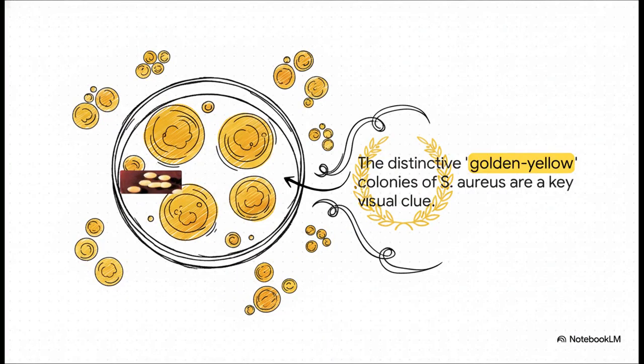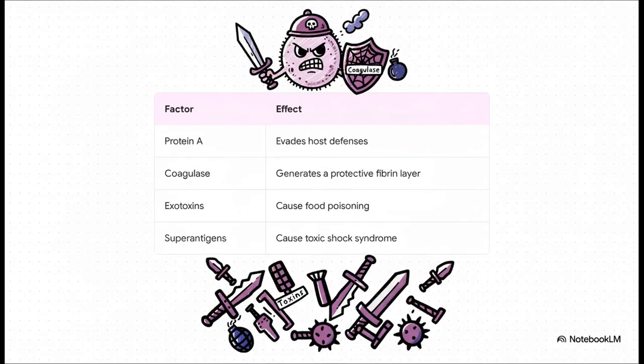And one of its most famous calling cards is visible right here. Look at that. When you grow S. aureus in a lab, it forms these beautiful, distinctive, golden yellow colonies. That's actually where it gets its name. Aureus is Latin for golden. Pretty cool, right? It's a huge visual clue that microbiologists look for. But let's be clear, its color isn't what makes it so dangerous.